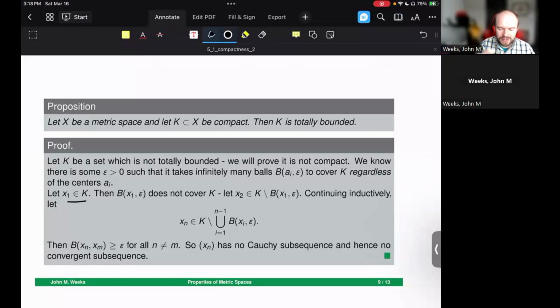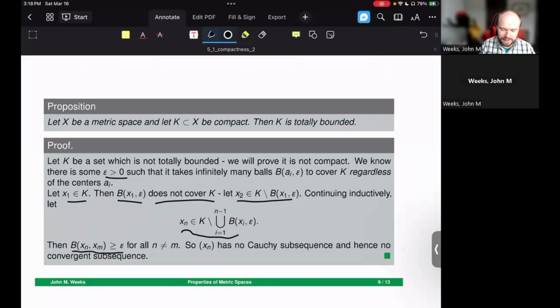Let's take x1 to be inside of this set K. Then the ball centered at x1 of radius epsilon, that is this epsilon so that it takes infinitely many balls to cover K, does not cover K because it is finitely many balls. So we can pick some x2 that is outside of this ball entirely. We can now continue inductively and find a value x sub n, which is in this space K, but not inside of this union.